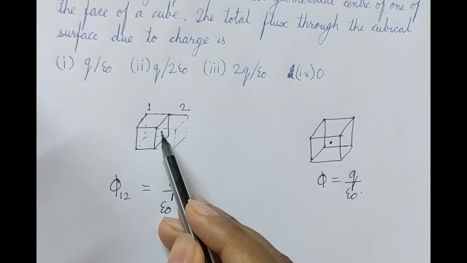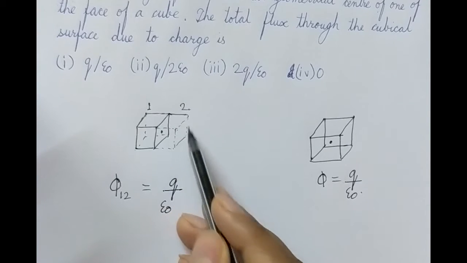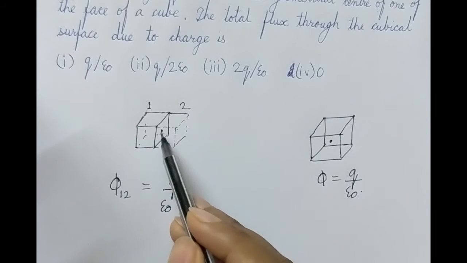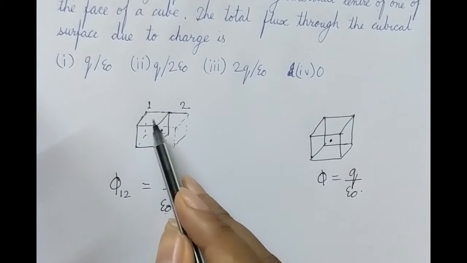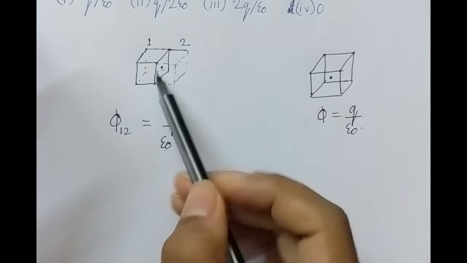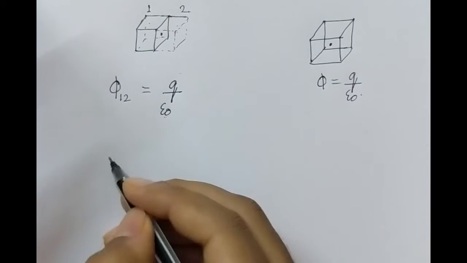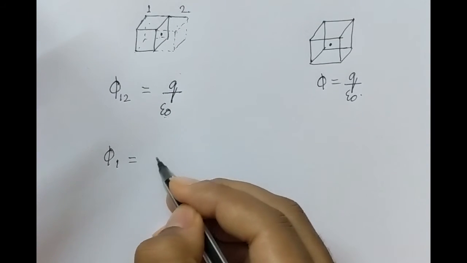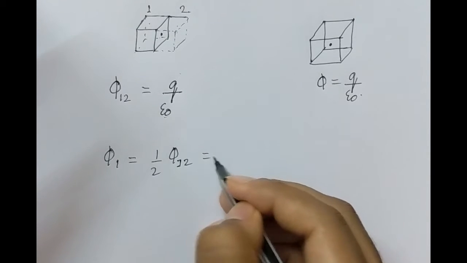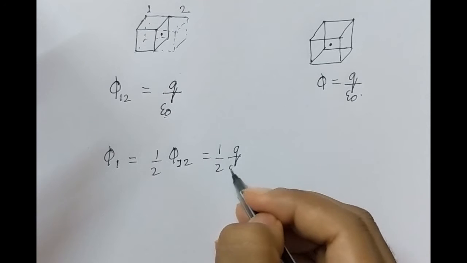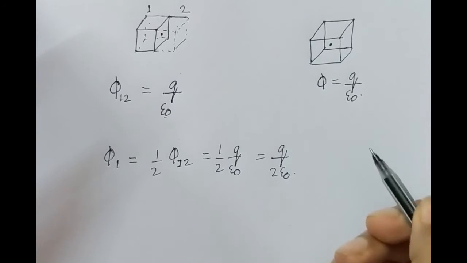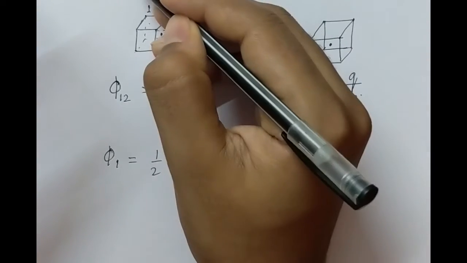This flux is distributed equally between this cube and this cube because this charge is placed symmetrically in between. So if this total flux is distributed equally between this and this, then the flux through any one cube should just be half of the total flux, that is half of Q by epsilon naught, that is Q by 2 epsilon naught. So the correct option is option number 2.